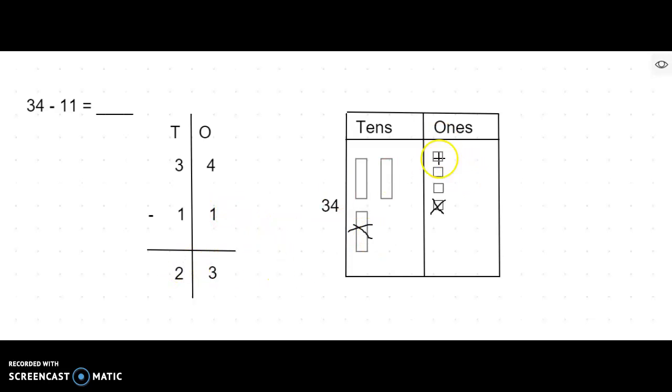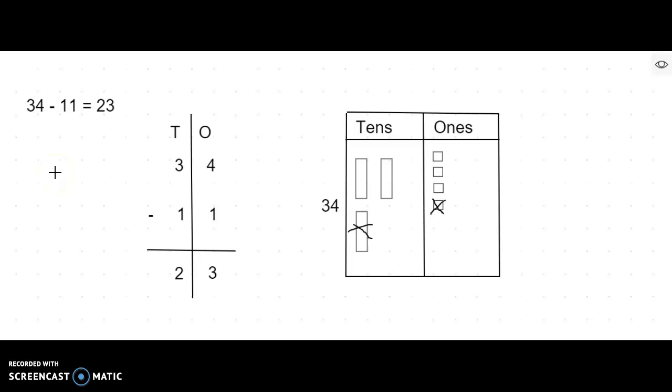So I took away a 1 and I have 3 ones left. I took away a 10 and I have 2 tens left. I have 2 tens and 3 ones left. What does 34 take away 11? That's right. 34 take away 11 is 23. So when I take 11 away from 34, I have 23.